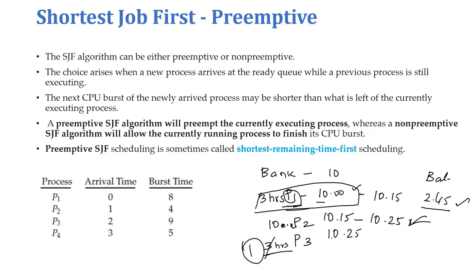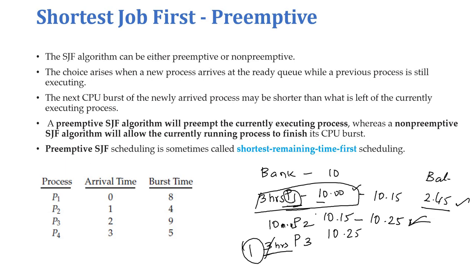So we have to check the arrival time, and based on that, compare the available burst time with the CPU burst time. Then we give a chance to the other process. I hope you now have a clear idea of how preemptive shortest job first works.